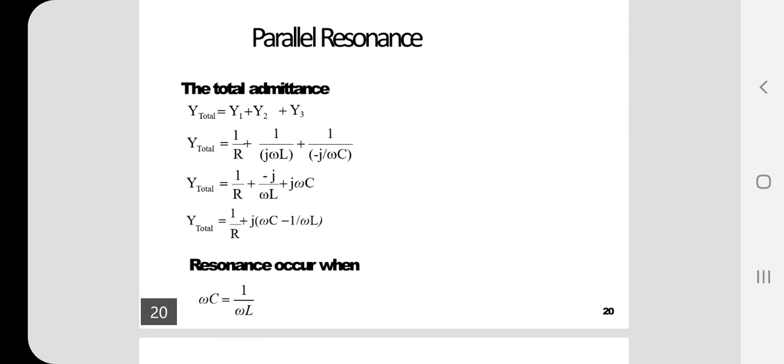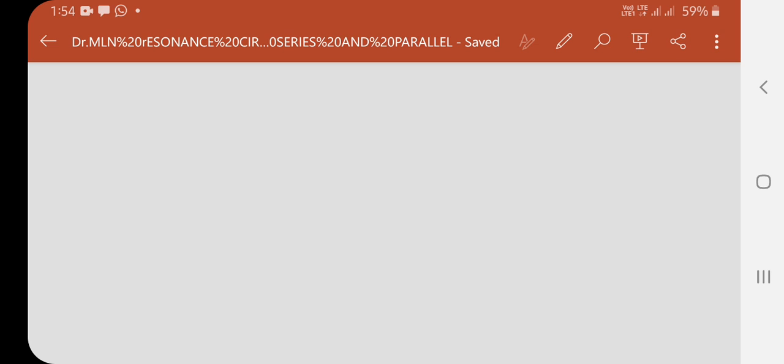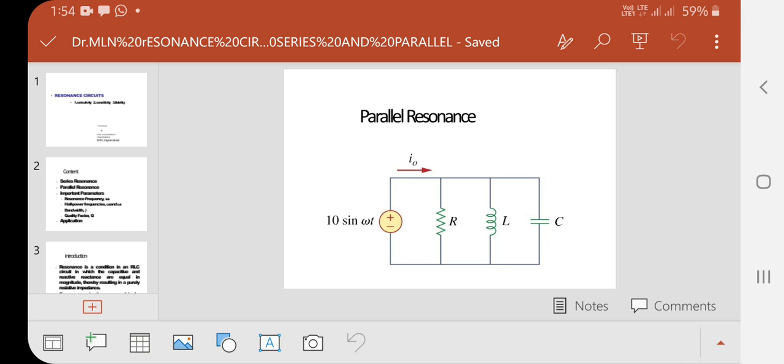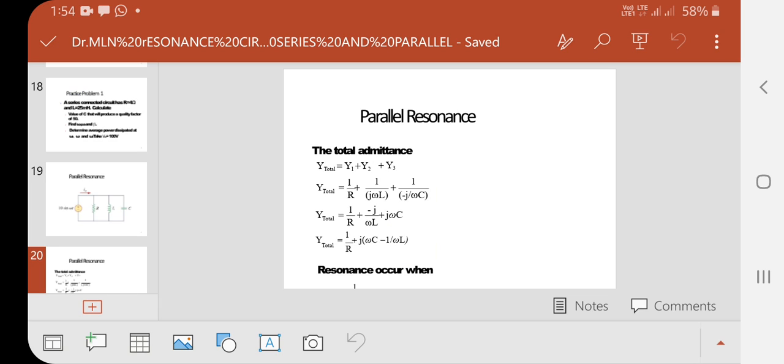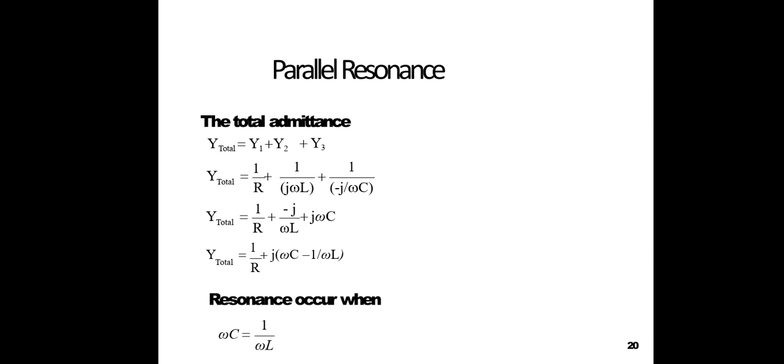Now here we use nodal analysis, and you may take the admittances. The total admittance is equivalent to y1 plus y2 plus y3. That means the admittance of the given circuit, this is the parallel circuit, here this is the RLC. The R admittance is 1 by R, and here the L admittance is there. So this is the parallel circuit which has y1 plus y2 plus y3.